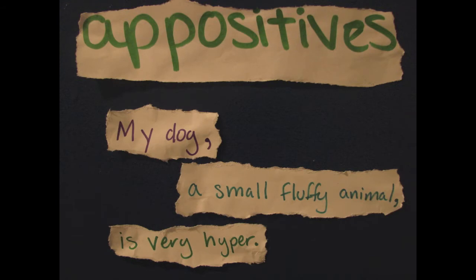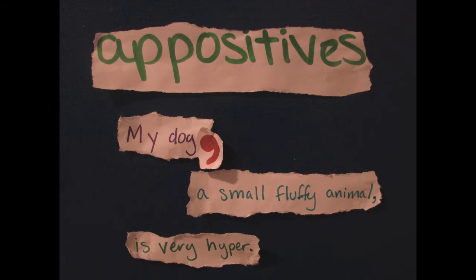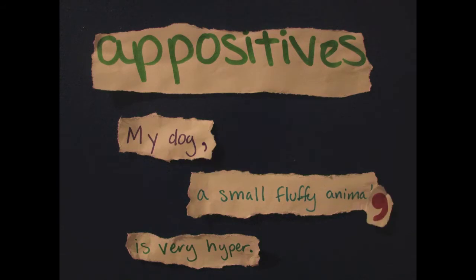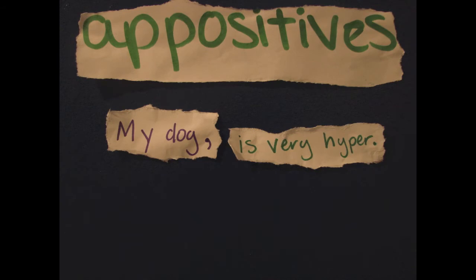An appositive is a noun, noun phrase, or series of nouns placed next to another word or phrase to identify or rename it. An example of an appositive would be, "My dog, a small fluffy animal, is very hyper." You could take out "my dog" and the two commas from the phrase, and the phrase would be, "My dog is very hyper," and that makes sense as well. That is what an appositive is.